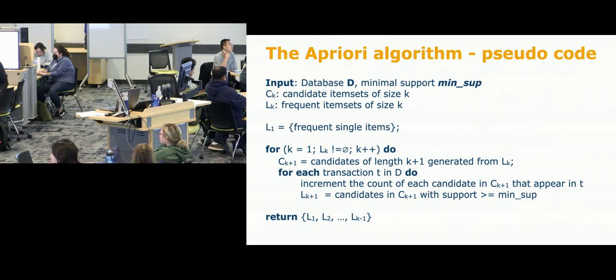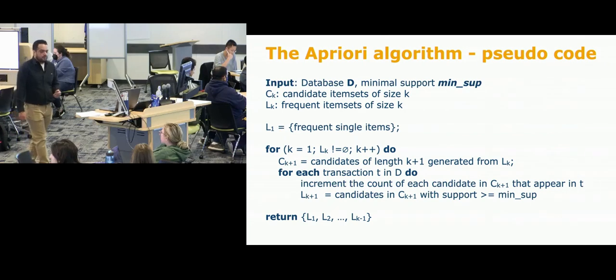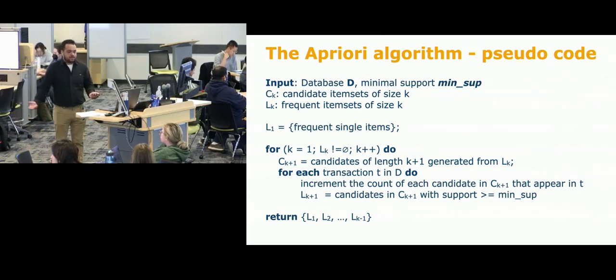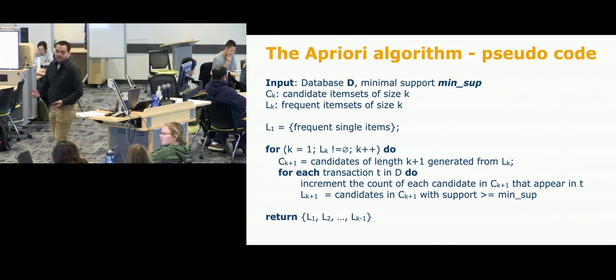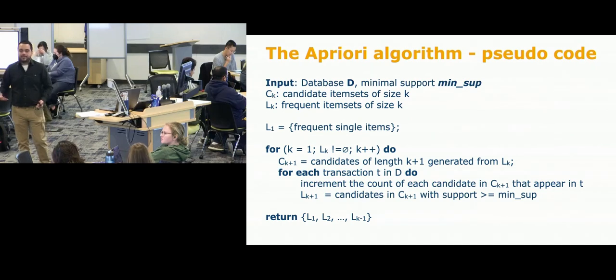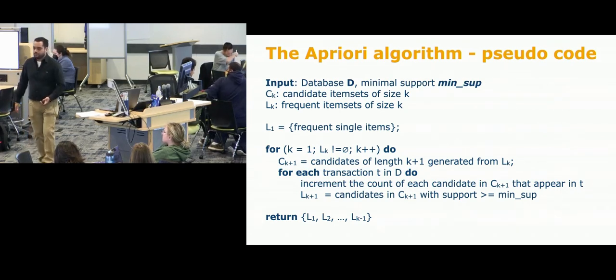Okay. So here is the pseudocode for the Apriori algorithm, right? So input is the database and the minimum support. What you do is, for k equal to 1 until you get an empty set, you keep on generating the new candidates, and you increment the count, and look at candidates which have support greater than minimum support, right? So this is just a code version of the process that you saw on the previous slides. Any questions?